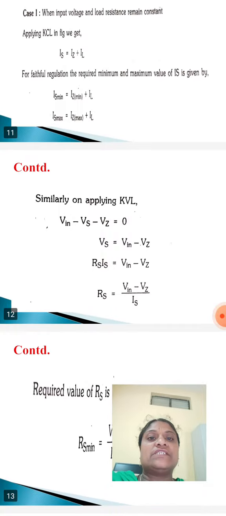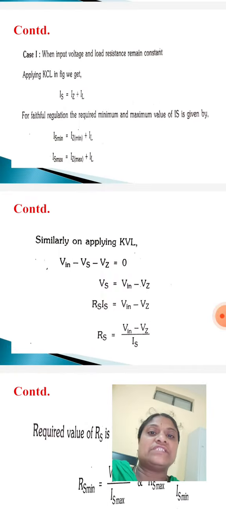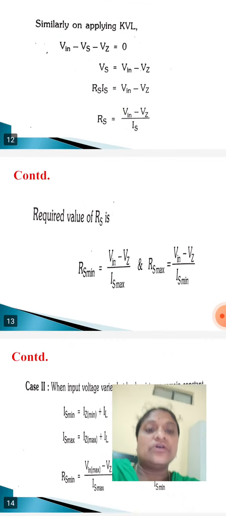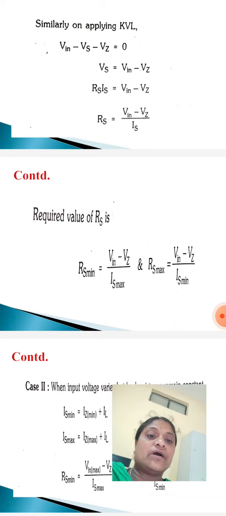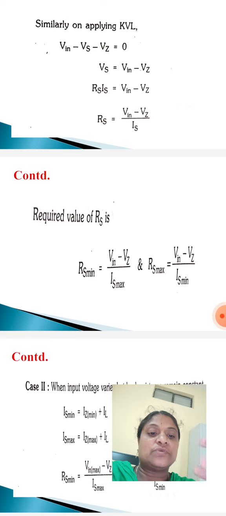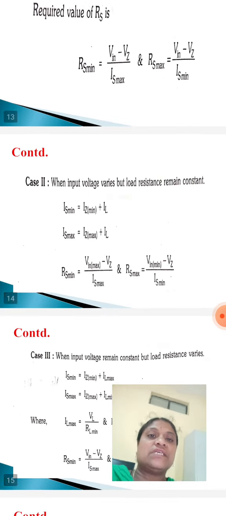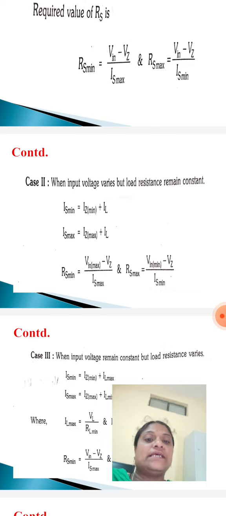So first these two faithful regulation equations, Is minimum and Is maximum, and also Rs minimum and Rs maximum values. Using these four equations we can find the other cases.